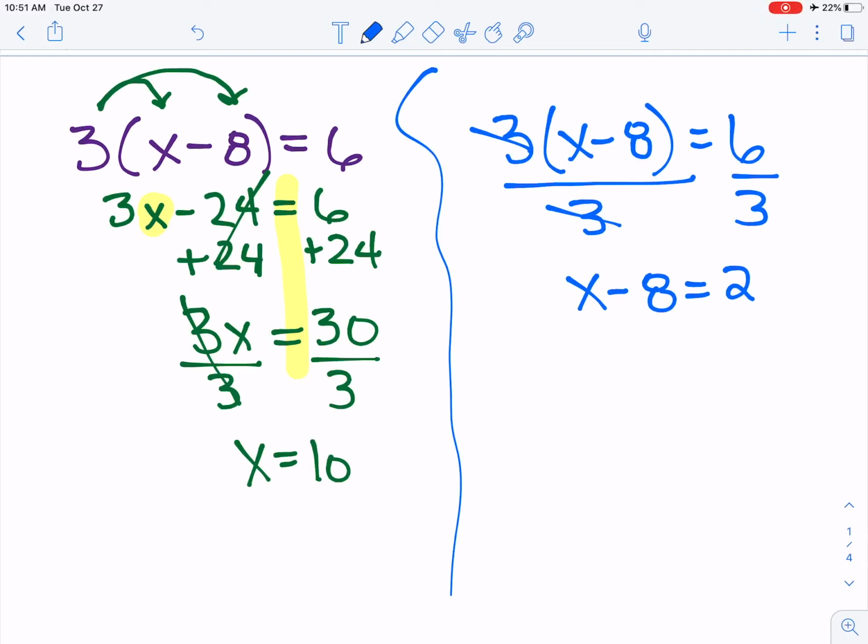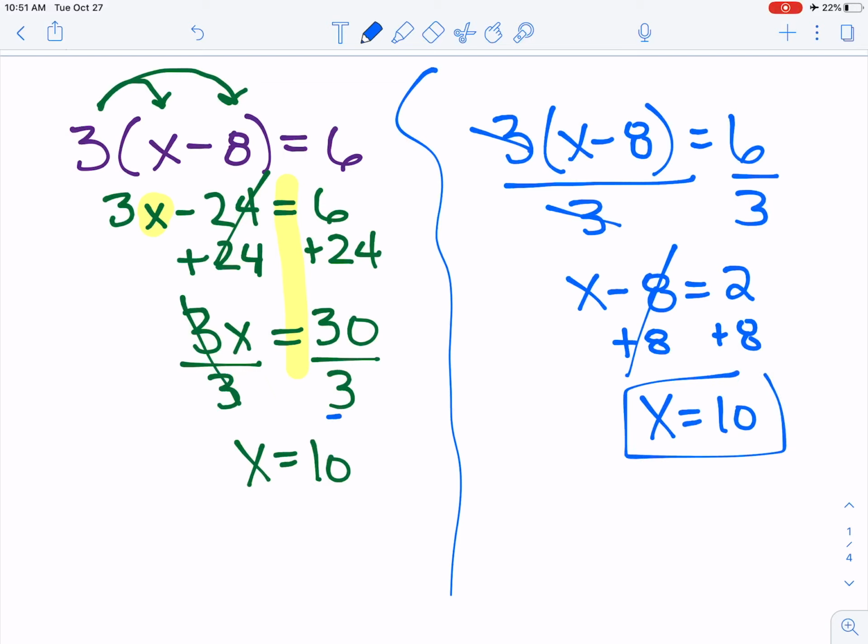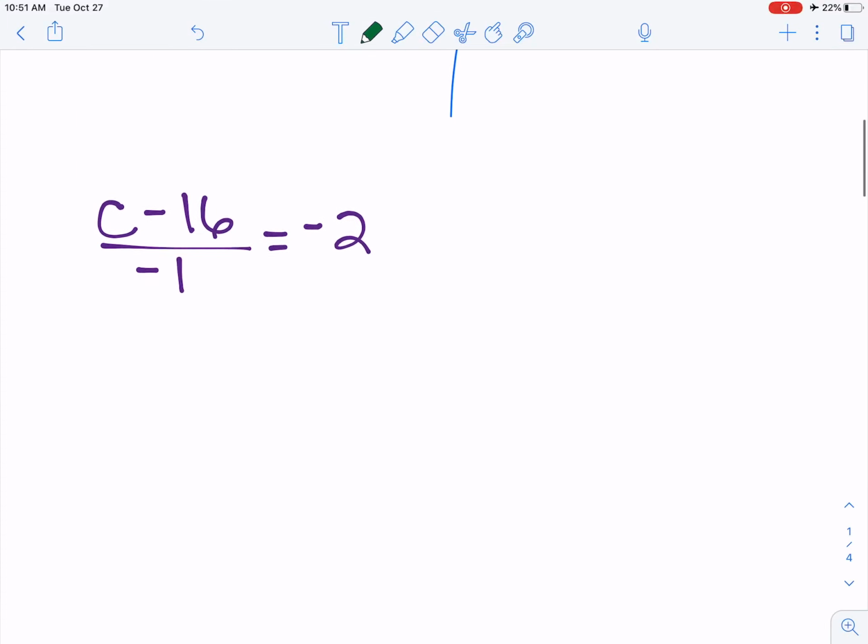Now I have x minus 8 equals 2, so I'm going to add 8 to both sides. Again, the equal sign is that middle of the equation where we're talking about both sides. That will cancel out and give me x equals 10. So I can see that I got the same answer even though I solved the problem 2 different ways. And that's very common when you're working in algebra. Let's take a look at another problem.